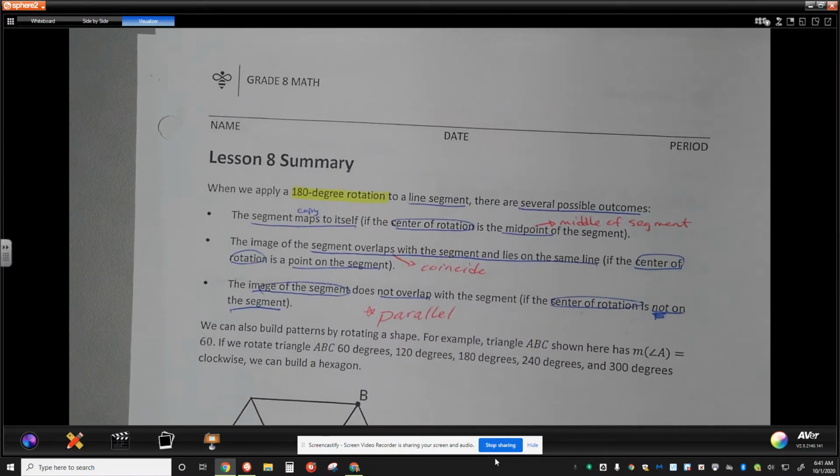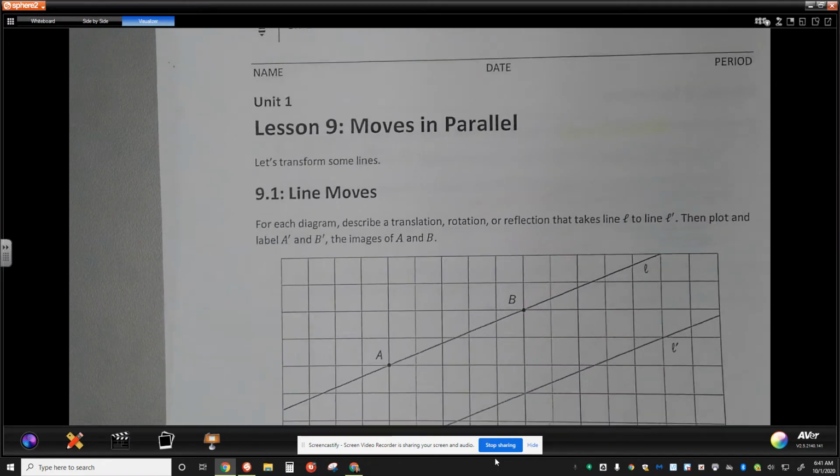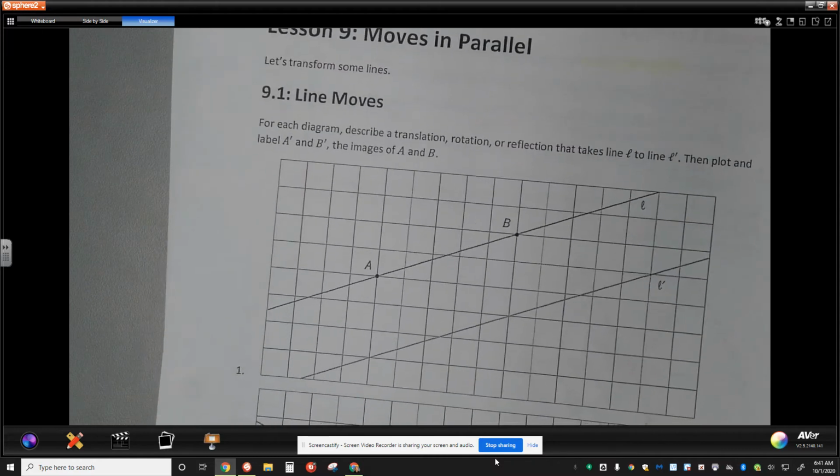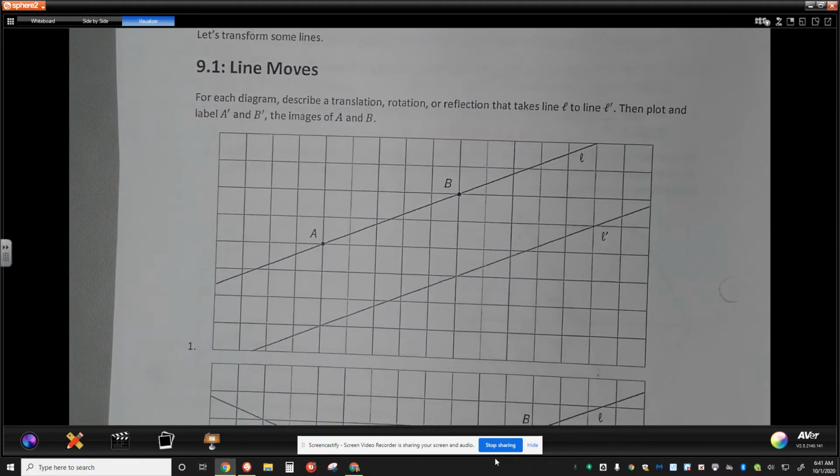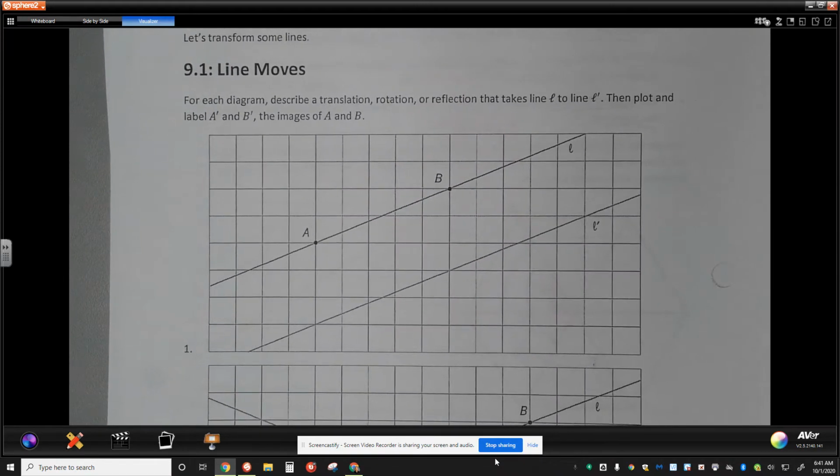Today we're going to follow up on those next pieces: what happens when I work with lines that are parallel from the beginning, and what happens when I work with other lines. This is kind of a long lesson, so hope you have a comfy seat, and here we go.